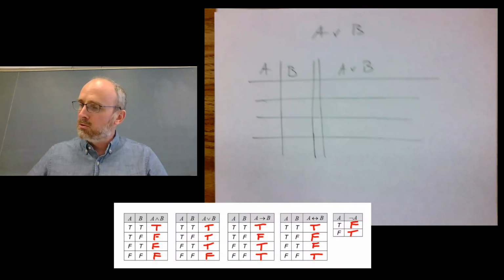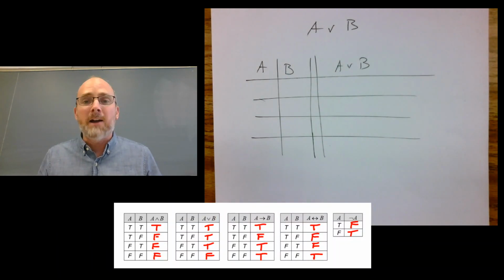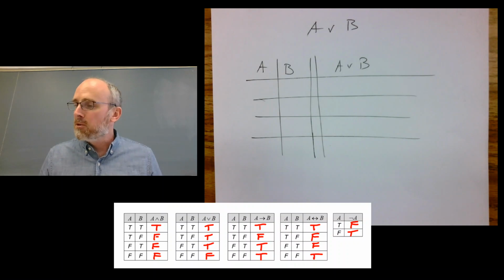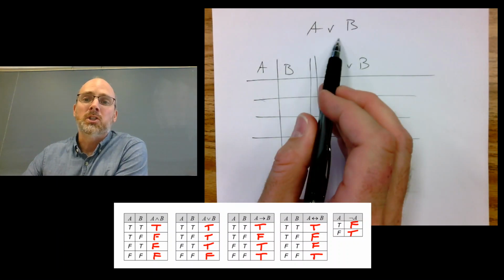In this short video, we'll talk about how to fill out truth tables for compound statements. So in class, we discussed the truth tables for the 5 basic logical connectives. For example, here is the disjunction A or B.